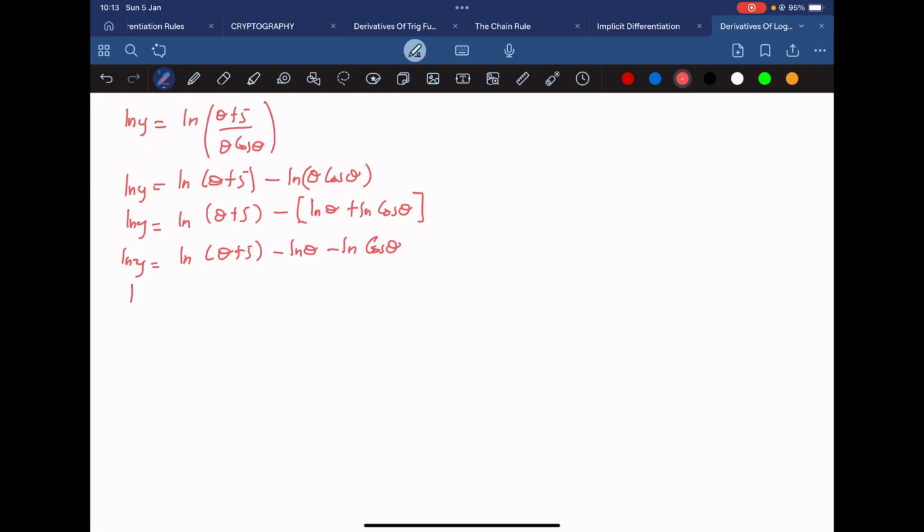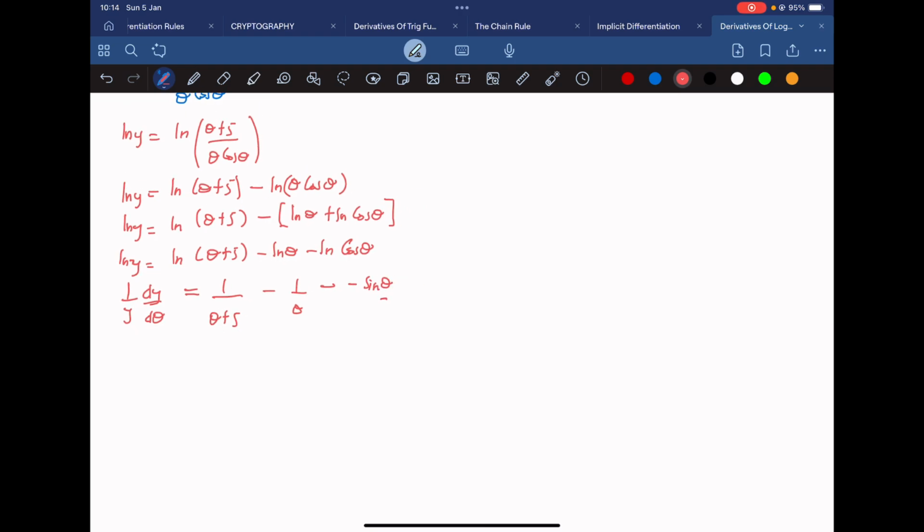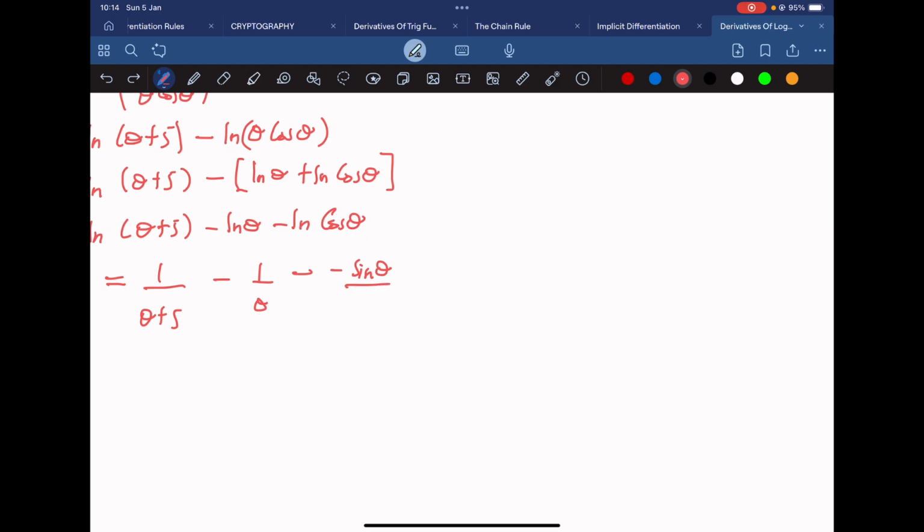So now if we differentiate ln of y, you have 1 over y, then dy d theta. If we differentiate theta, you have 1. If we differentiate 5, you have 0. So over here we just have 1 over theta plus 5. This is 1 over theta. And over here, if we differentiate cosine of theta, remember you have negative sine of theta. Then you divide by cosine of theta. Negative and negative right here will give us positive.